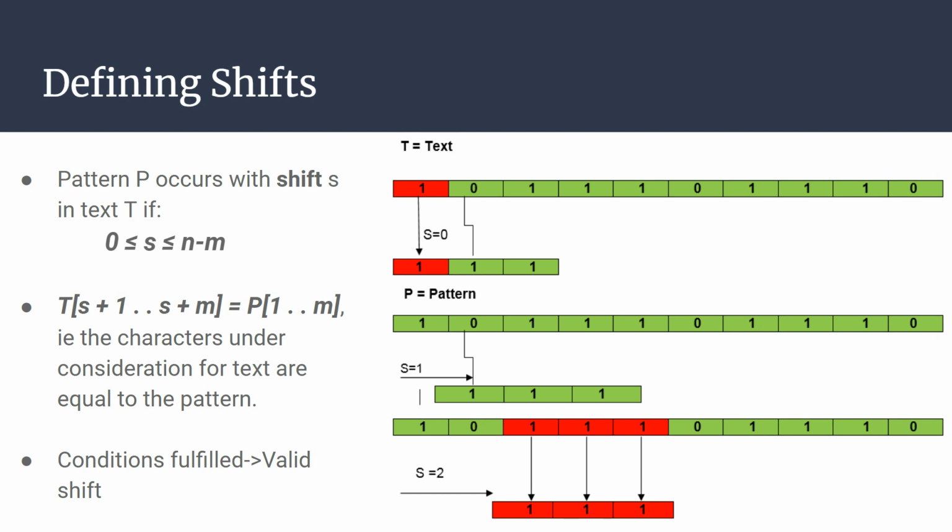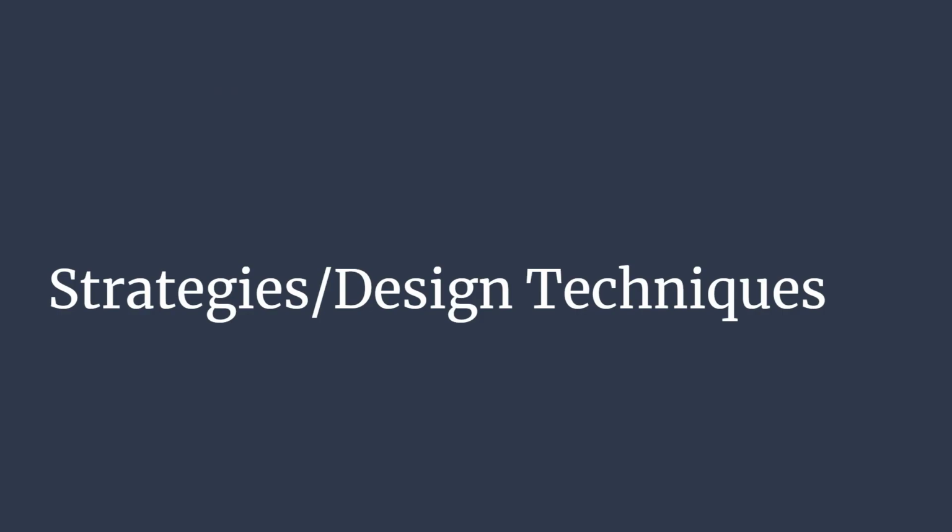In a string matching problem, our goal is to find all the valid shifts in a text. This means that informally, we will be looking at all the available patterns in the given piece of text. Now let's look at the strategies and design techniques that we have figured out, and we have used two algorithms for that. These will be explained to you by my partner Farah.